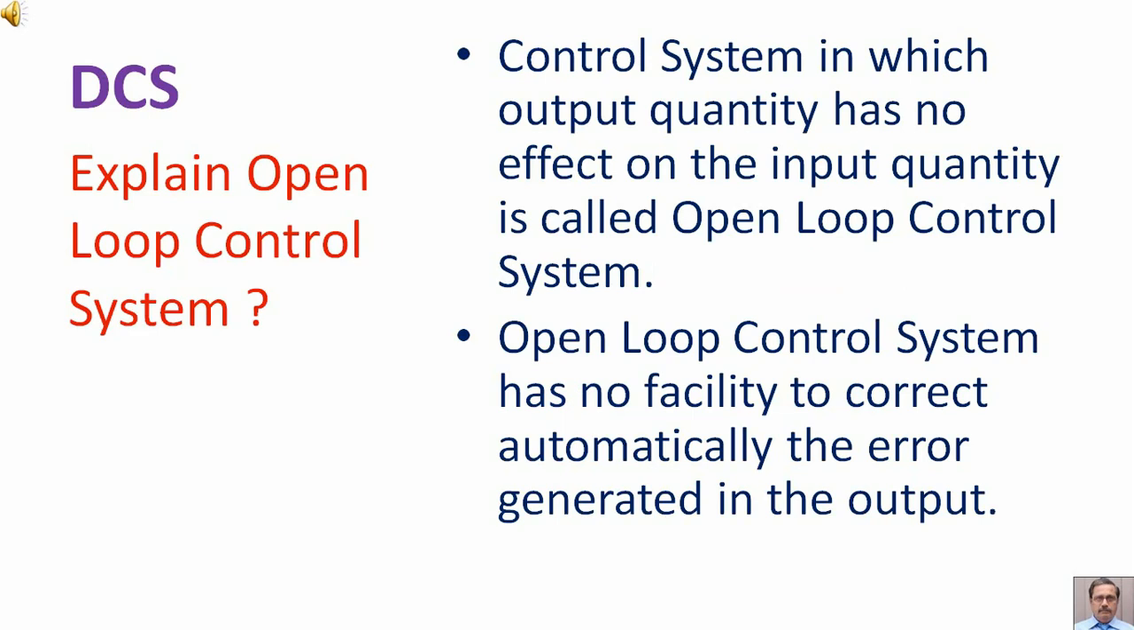Explain open loop control system. Answer: Control system in which output quantity has no effect on the input quantity is called open loop control system. Open loop control system has no facility to correct automatically the error generated in the output.